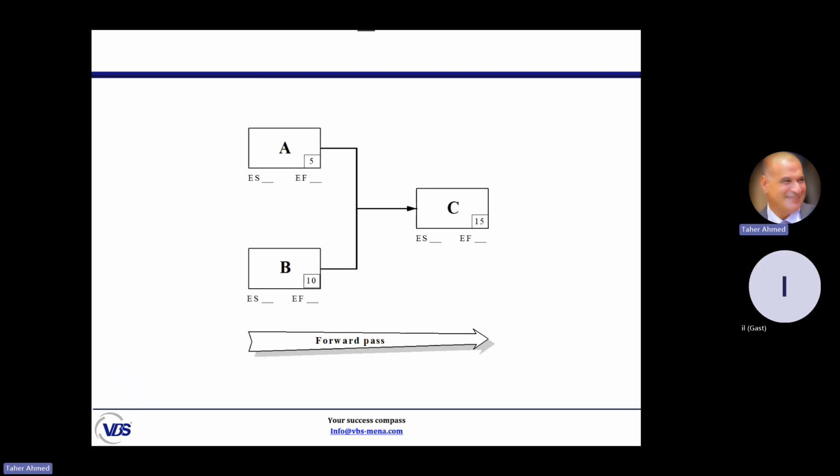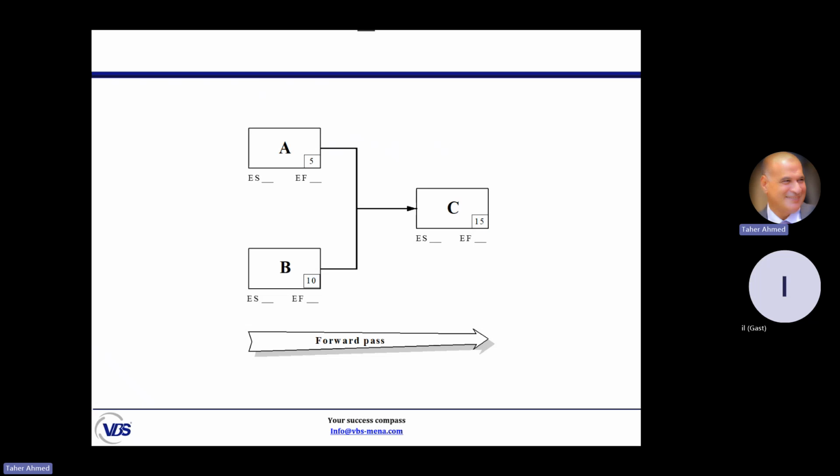How many paths do we have in this project? As I told you, it's a very simple project. We have 2 paths: we can go through AC or through BC, and then the project ends. What is the length of the first path, AC? 5 days plus 15 days is 20 days. The second path, 10 days plus 15 days, is 25 days. So we can directly calculate that the critical path will be B and C, because it determines the longest path, the duration of the project.